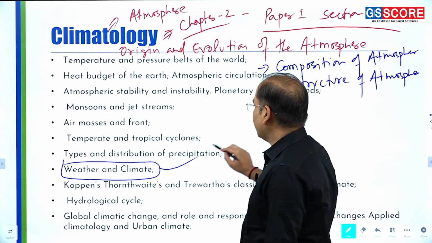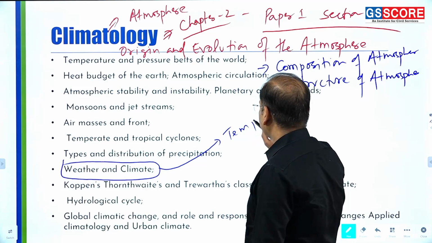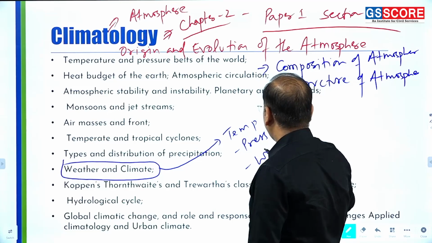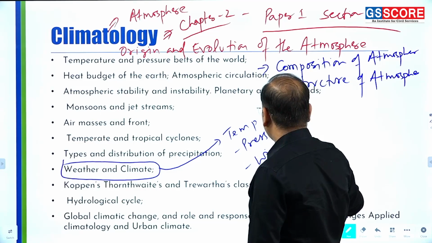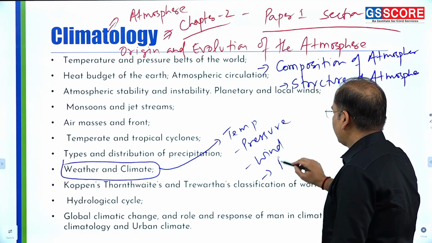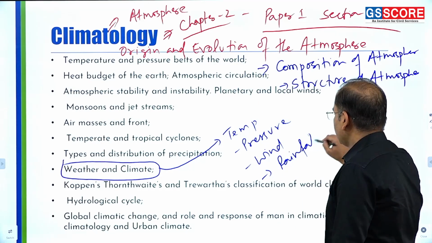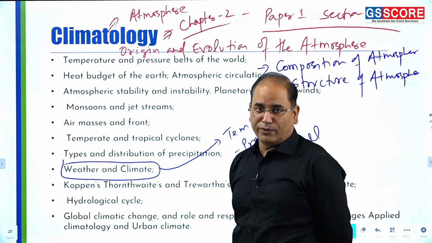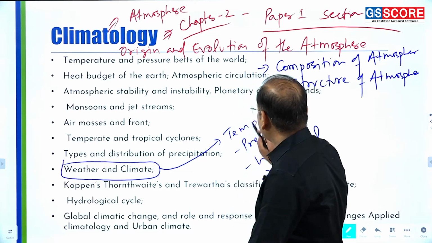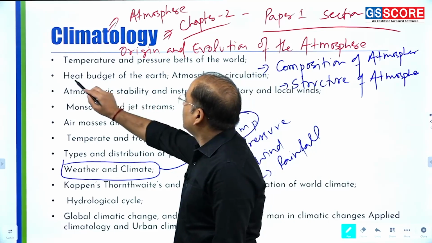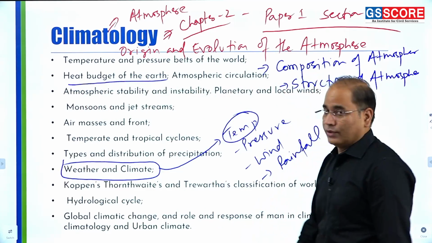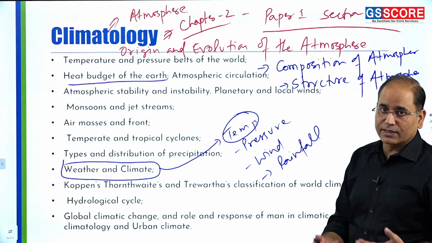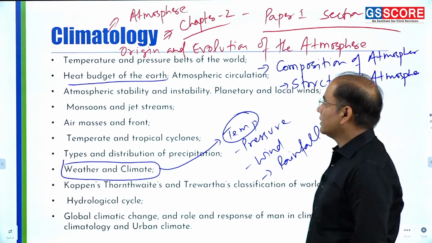So what are the different elements? Elements like temperature, pressure, wind, rainfall. So these are the different elements that you should be knowing and you need to study. So the very first topic will be the heat budget of the earth. Heat budget of the earth is primarily associated with the temperature, because heat is being manifested on the surface in the form of temperature.